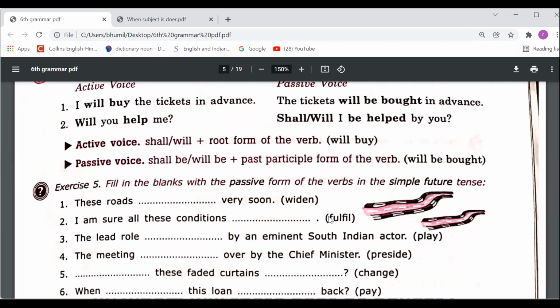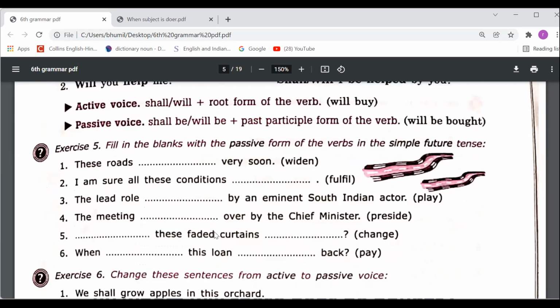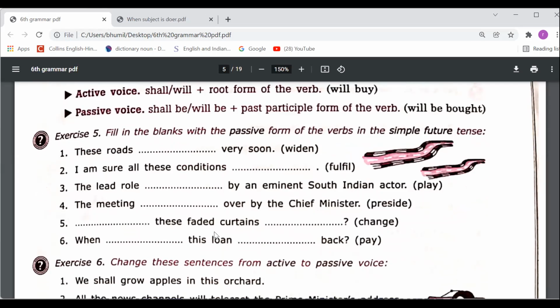So in the passive form you have to fill here according to the simple future tense, right? In the simple future tense you will use the helping verb will, after that be plus third form, right? So we need to write the first sentence, "these roads very soon widen." So we have to write this sentence: these roads will be widen very soon.